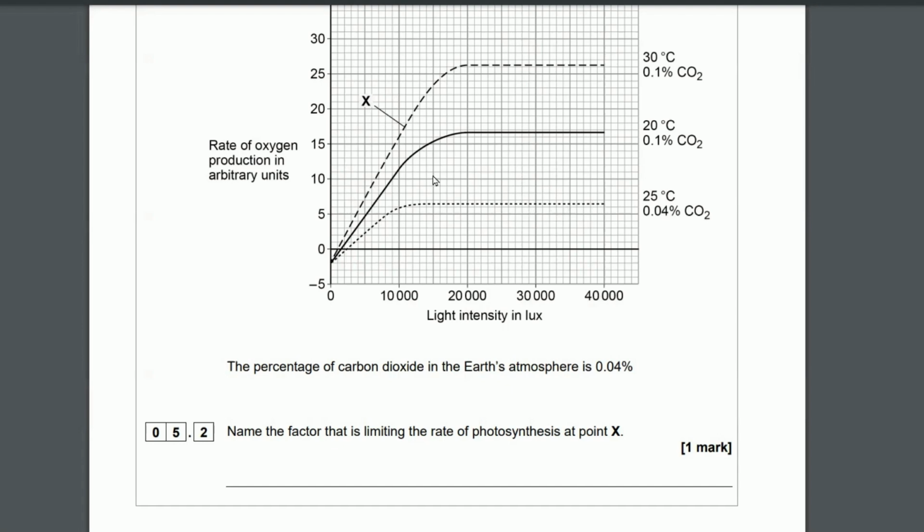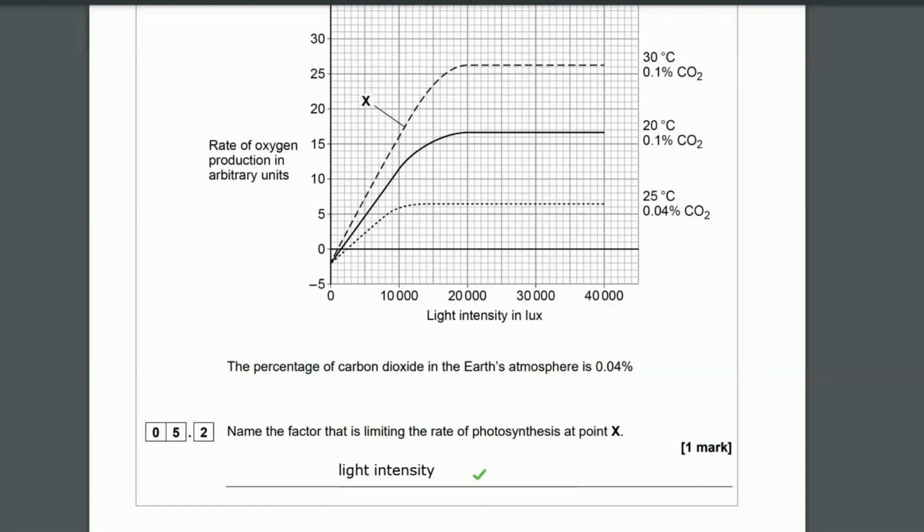It doesn't need light. Whereas here, if I go from 5,000 to 10,000, look, there's a big increase in the amount of oxygen. It means the plant was saying, give me light, give me light. So wherever the line is going up, the thing on the x-axis is the limiting factor. So the limiting factor at point X is light intensity.